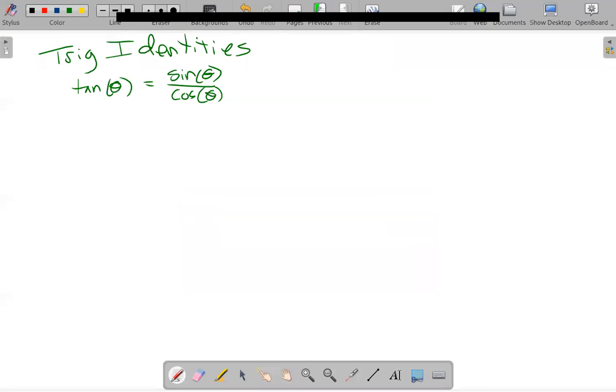Another identity we have is we learned that the secant of theta is equal to 1 over the cosine. Doesn't matter what angle we pick. So if you need to do something with a secant, but your calculator doesn't have the secant button on it, then you can just use 1 over cosine instead.